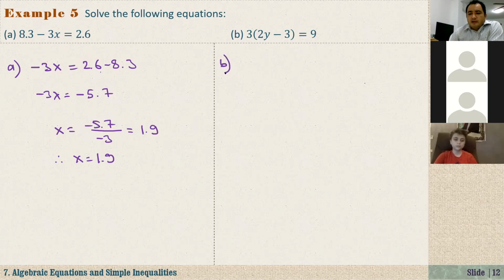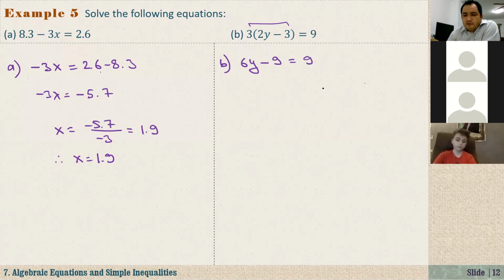How about B? Alekbar, can you do this? What is the first step here? Now 6y minus 9. Okay, we should expand this, right? First, let's expand this. Also, without doing this, we can do this. Okay, let's just do this in your way. 3 times 2y, it is 6y minus 9 equals 9, right? Now, take 9 to the right-hand side or add 9 to both sides.